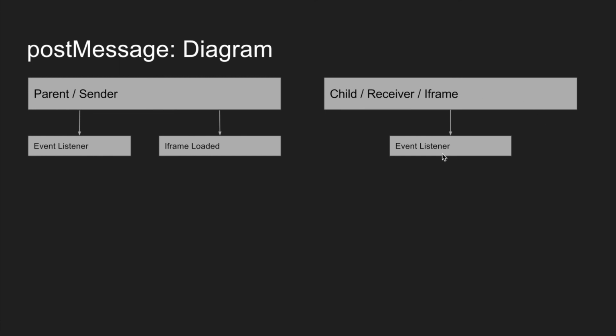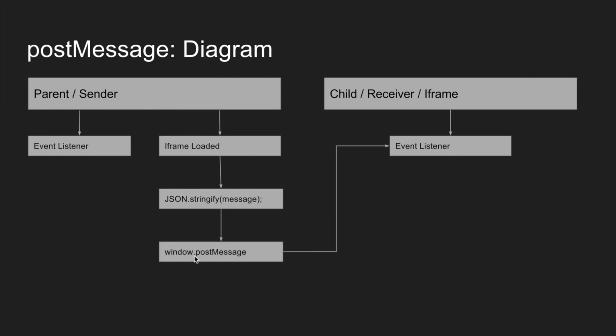Once the actual iframe is loaded, the child iframe is going to add an event listener, same as the parent, to listen for messages from the parent. Then we're going to JSON stringify the message and use window.postMessage, which is going to send an event to the child iframe, where the child iframe is already listening for it. Once the message is received, we can update the DOM. We can really do anything we want. For this example, we're just going to update the DOM or some input value.